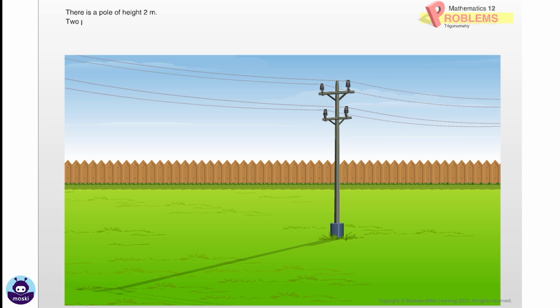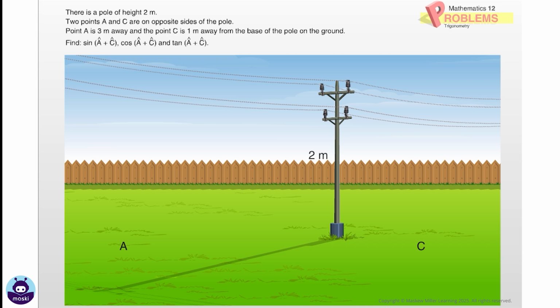Pole from 2 points. There is a pole of height 2 meters. Two points A and C are on opposite sides of the pole. Point A is 3 meters away, and point C is 1 meter away from the base of the pole on the ground. Find sine of angle A plus angle C, cos of angle A plus angle C, and tan of angle A plus angle C.